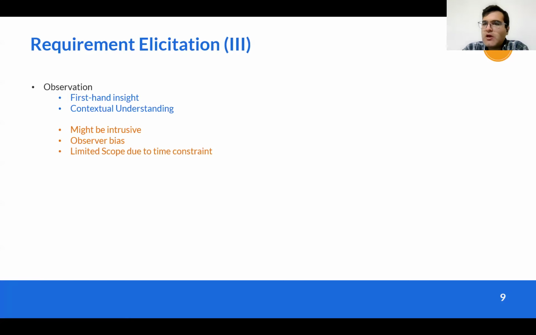Again, limited scope, how long you have to arrange a day. You have to dedicate your entire day to following people around. There is a time constraint in that aspect as well. Okay. And then there are also ethical considerations.